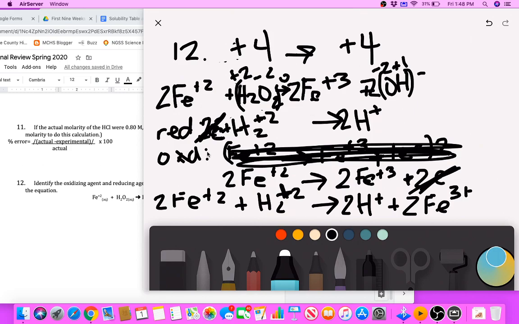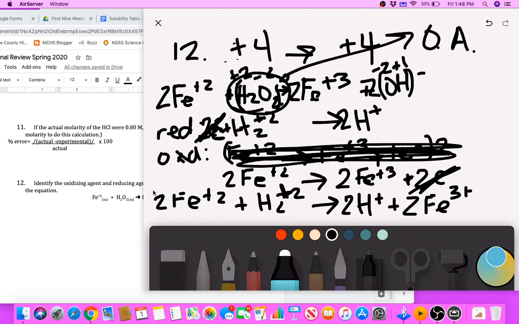The last thing that we need to do is identify what our oxidizing and reducing agent are. Remember that your oxidizing agent is the thing that was reduced. Since our H2 was reduced to becoming H+, our H2 is the oxidizing agent. Since it was reduced, it is the oxidizing agent. So that means that the H2O2 is the oxidizing agent.